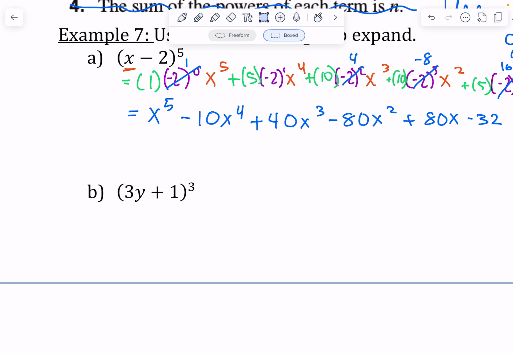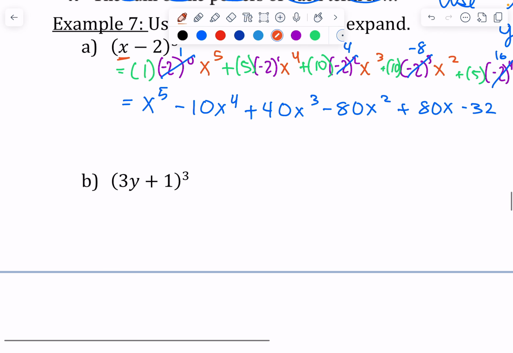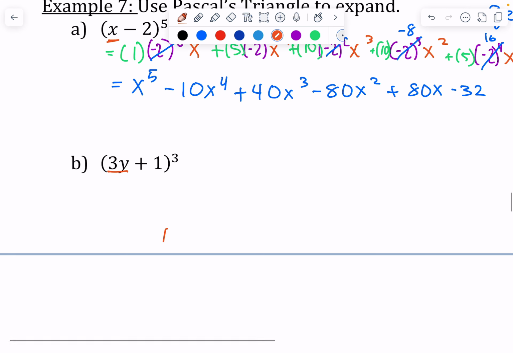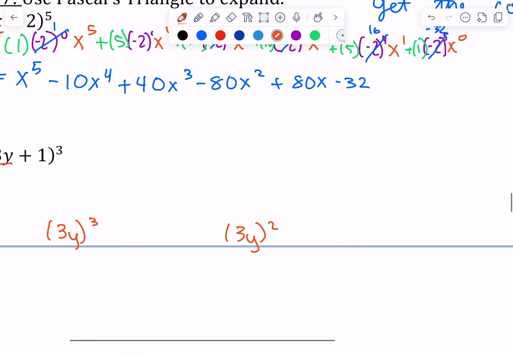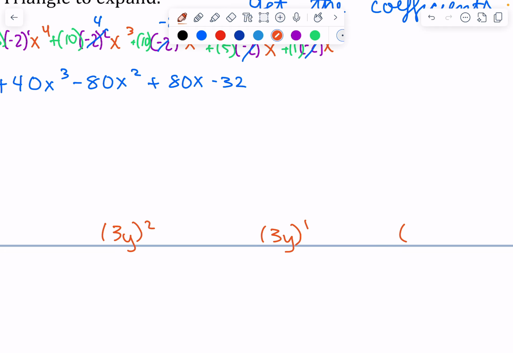This one's a little bit easier because it's only being raised to the power of 3. Let's go ahead. All right, let me try and give myself more space this time. So 3y is my first term. I start off, remember, with the largest power, 3, and then I decrease from there. I'm giving myself a lot of space this time, just in case.